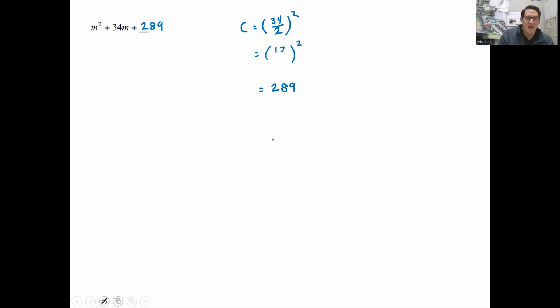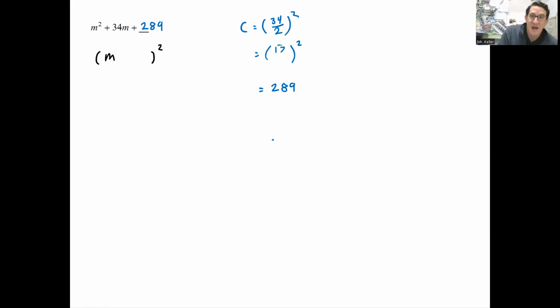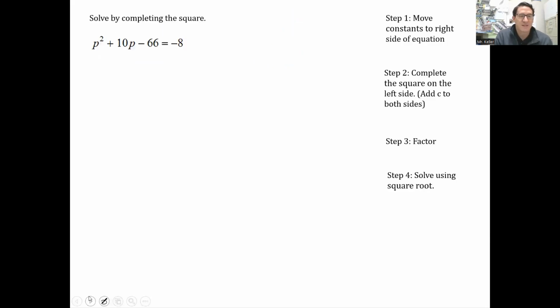All right. And then to factor this, I'm going to just do the shortcut. It's going to be m plus or minus whatever this value is here. So it's m, this is the c, half the b is 17. It's positive 17, so it's going to be m plus 17 squared. Done. All right. So let's look at how this helps us with solving a quadratic.